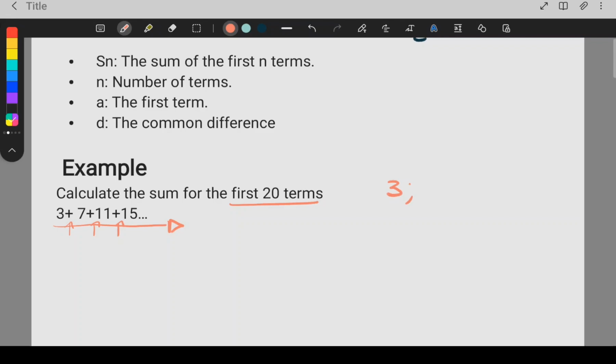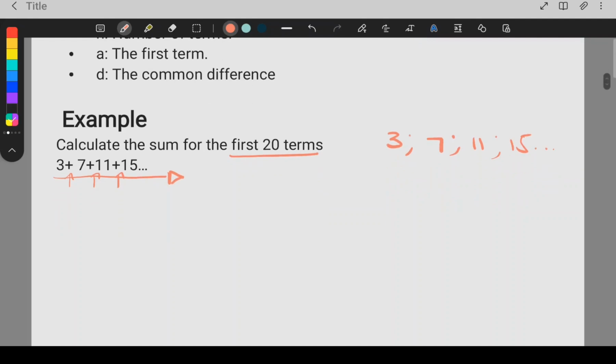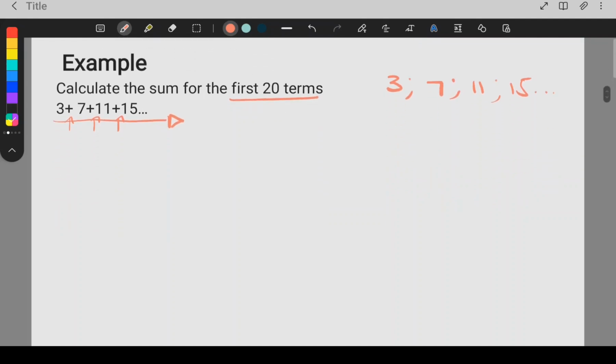So if this was a sequence, the sequence would look like that. They want to know what's the sum of the first 20 terms. They want to know that if you wrote out all 20 terms and you had to add them all together, what would the answer be? So instead of writing it all out and then adding them, we're simply going to use our formula. So I'm going to show you.